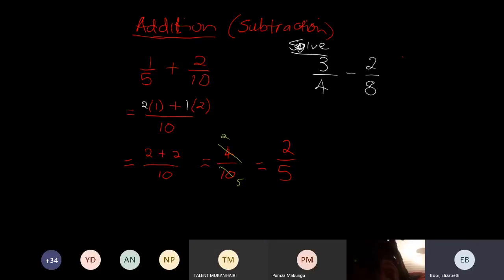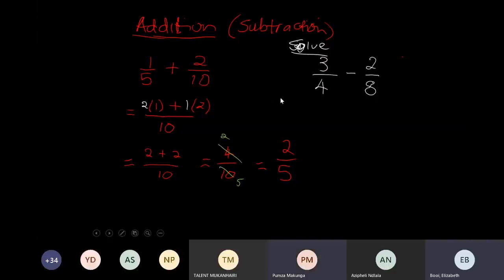Anybody who got a different answer, speak now or forever hold your peace. Because if 1/2 is not correct, I must redo it on the board. So you all got 1 over 2. Okay, so 1 over 2 is the right one. So if you didn't get 1 over 2 and you kept quiet, it's your own fault, because I'm not going to redo this question. If everybody got 1 over 2, it means everybody did the answers right. I'm moving on. Thank you very much.